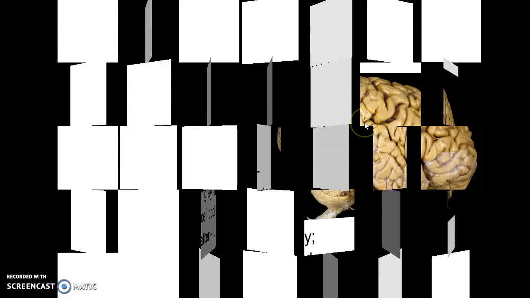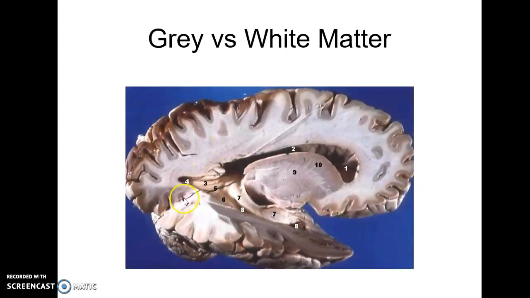The cerebral cortex, you can see much better on this next image. The cerebral cortex is this layer of gray matter, which is going to be the outermost portion of the cerebrum. That is where, from what we know, that's where thinking happens.